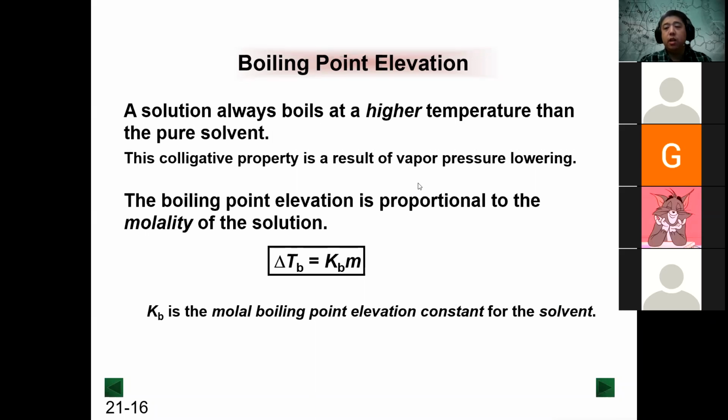You do not need to solve for KB by yourselves. It is a constant. So KB is 0.512. KF is 1.86 for water. Anything else that is not water should be provided for you. Does that answer your question?